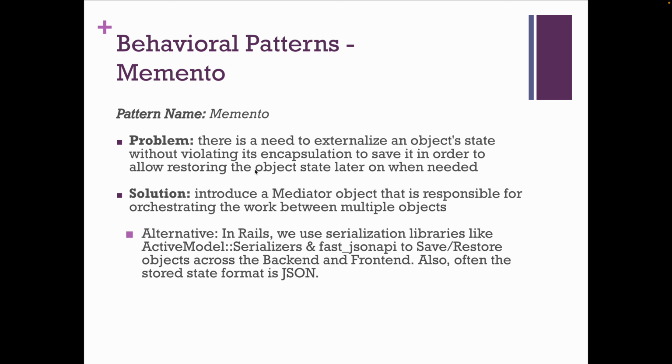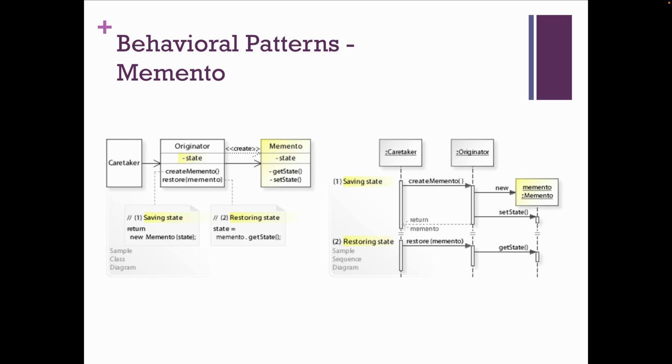We just use Active Model Serializers or Fast JSON API to save and restore objects between backend and frontend, like when you're transferring data between backend and frontend. So that's one example for using serialization. And often we use JSON as the format for the memento. But here, when the pattern originally came out in the 90s, obviously there was no JSON back then. You could invent your own textual serialization format and just save all the attributes of an object in a memento.